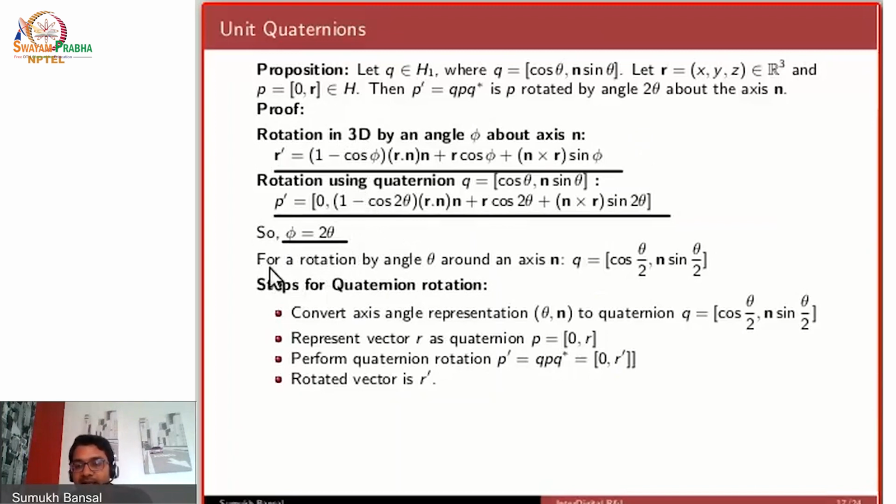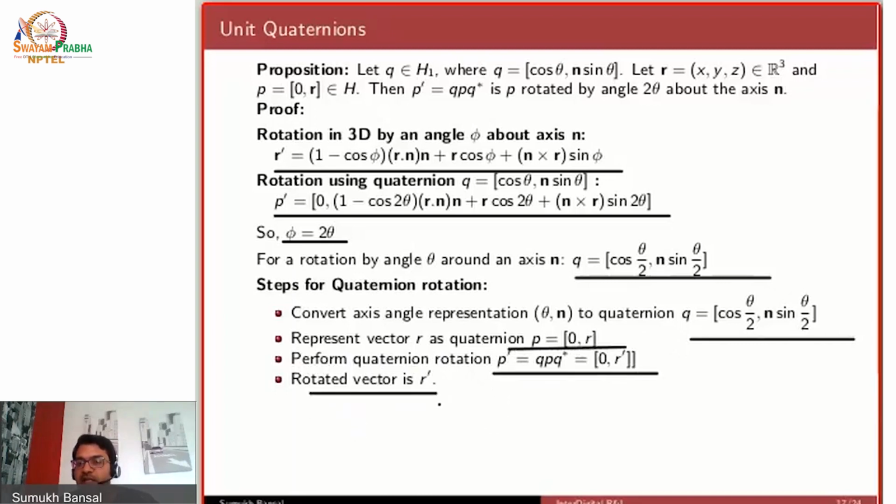So for a rotation by angle theta, if you are trying to make a quaternion, this is how you are going to define the quaternion. Because you are going to implement it in the next lab session, these are the 4 steps you need to perform. First, given an axis-angle representation in the form of theta and the vector n, you need to create a quaternion. Then you need to convert the vector r into a quaternion. Then you have to perform the quaternion rotation, and then extract the rotated vector r.